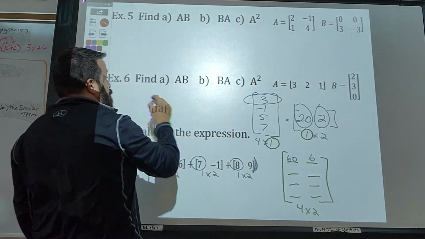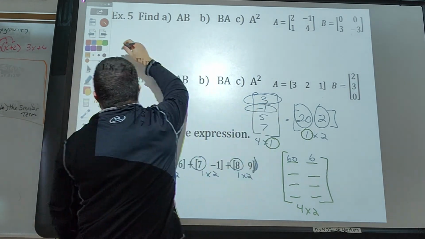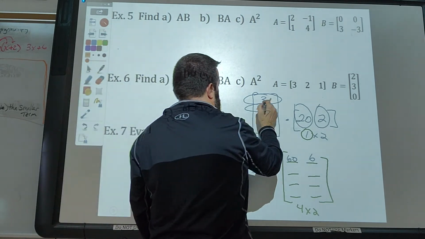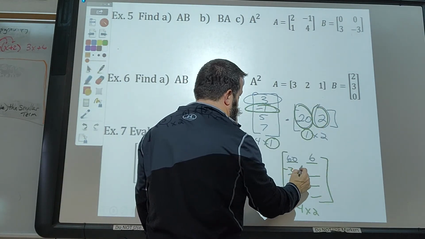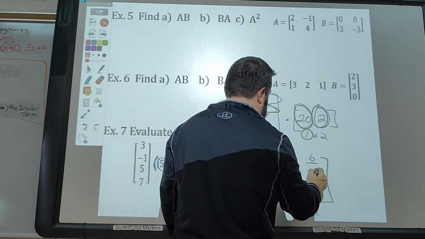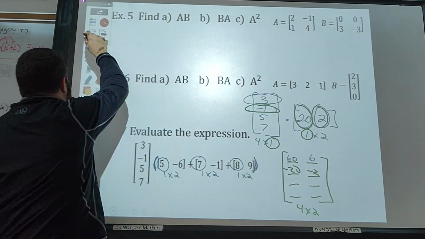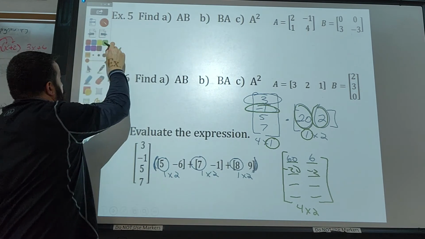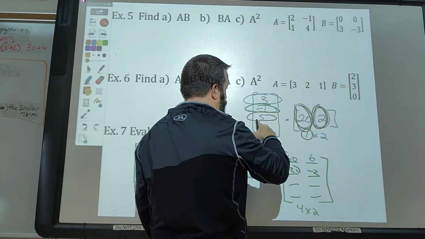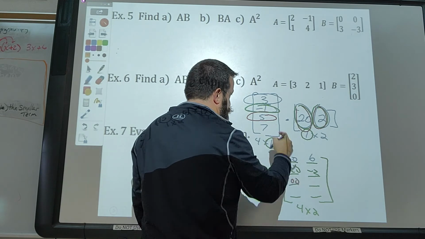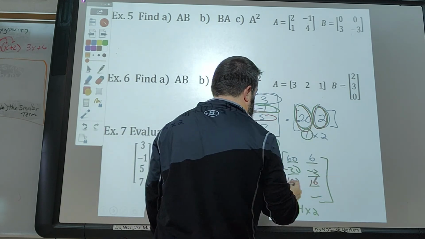Then, move on to the second row. Second row times each column. -1 times 20 is -20, -1 times 2 is -2. Move on to the third. 5, multiply it by each column. 5 times 20 is 100. 5 times 2 is 10.